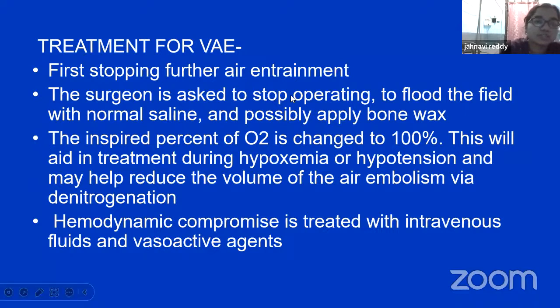Treatment for venous air embolism. The first step is to stop further air entrainment. We should ask the surgeon to stop operating, flood the surgical site with normal saline, and we can also apply bone wax to the surgical site. Inspired oxygen should be kept at 100% so that we can cause denitrogenation, which displaces the other gases and leads to increased oxygenation, as it is a treatment for hypoxemia and hypotension. Hemodynamic compromise is treated with intravenous fluids and vasoactive agents.